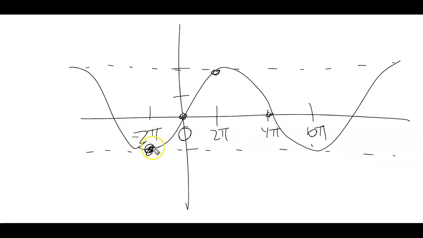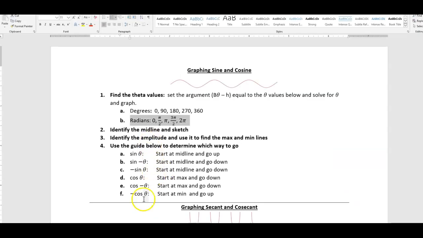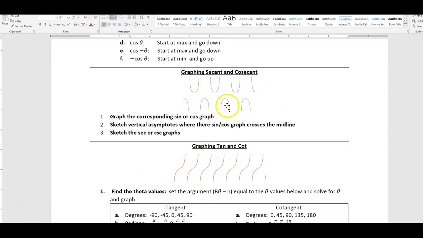We start here at our first angle, and since our cosine had a -2 in the front of it, I'm not going to write the rest, but since it had a -2 in the front, we start at the bottom and go up, and that is according to the little worksheet here that I gave to you guys. When you have a cosine with a negative in the front, you start at the minimum and you go up from there. Okay?